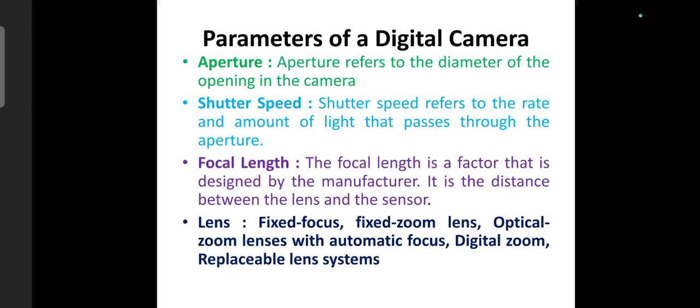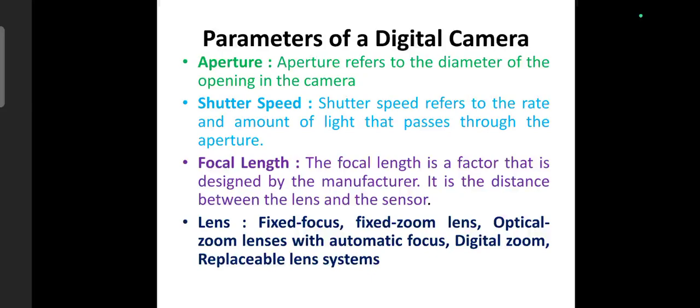Now let us study some important parameters of a digital camera. These parameters determine the quality of the image captured by the camera. The first parameter is aperture. According to the slide, the aperture refers to the diameter of the opening in the camera. You can think of the aperture as the pupil of the human eye. In bright sunlight, the pupil becomes smaller to reduce the amount of incoming light. Similarly, in darkness, the pupil becomes larger to allow more light to enter. A camera aperture works in exactly the same manner.